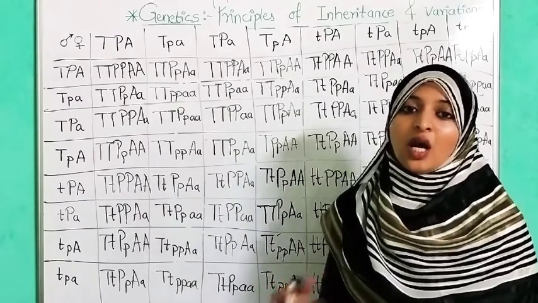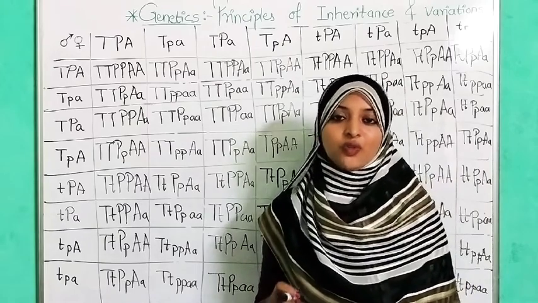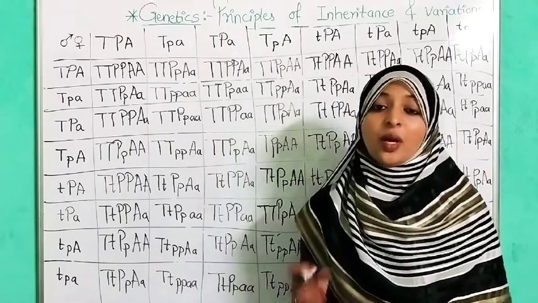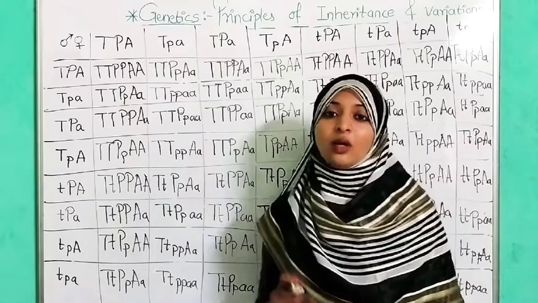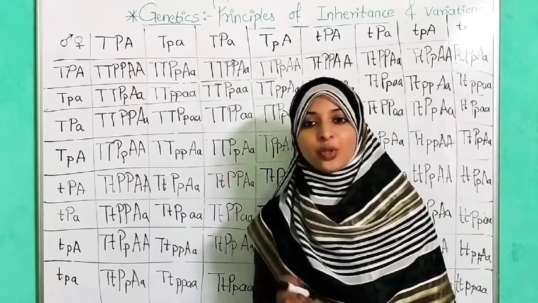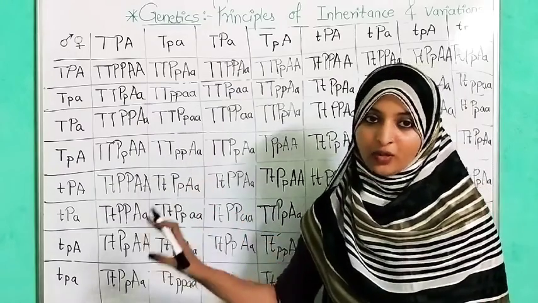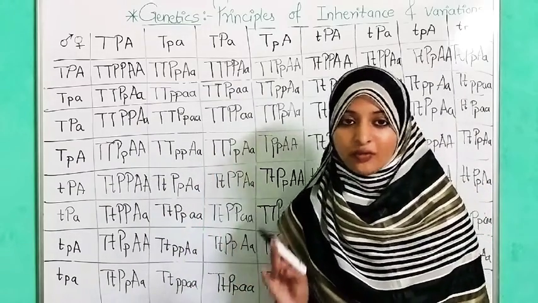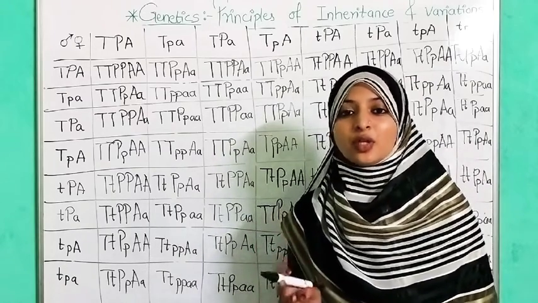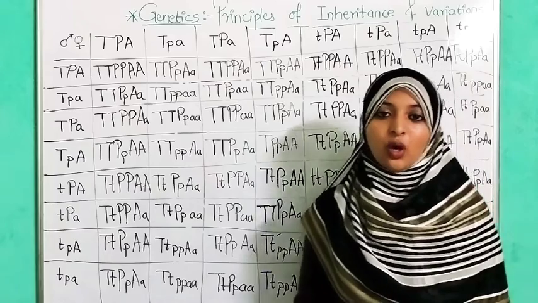Now we are going to see how we can find the phenotypic ratio and genotypic ratio with the help of F1 generation and F2 generation. But for that we have to know the phenotypic ratio and genotypic ratio of the monohybrid cross. If we know the values of the monohybrid cross, we can find the phenotypic ratio and genotypic ratio of F1 and F2 generation, as well as of the trihybrid cross. So we are going to discuss the orthodox method.